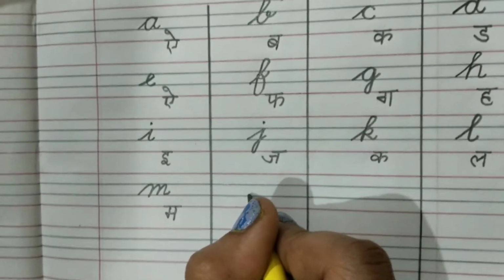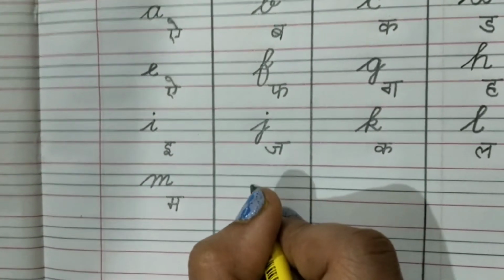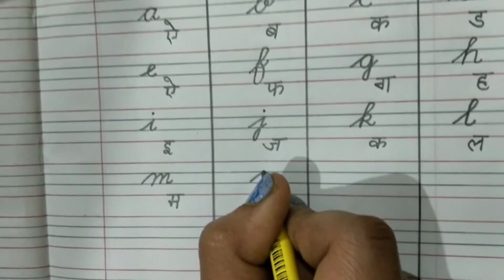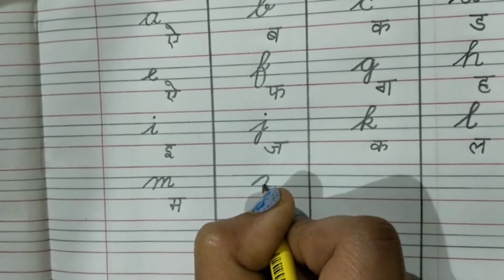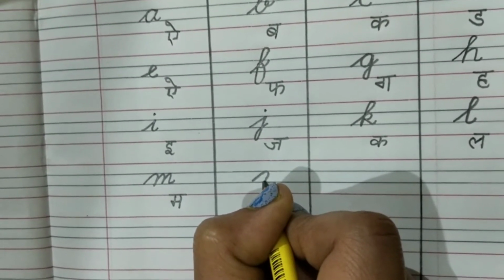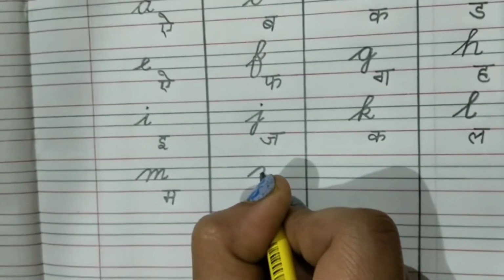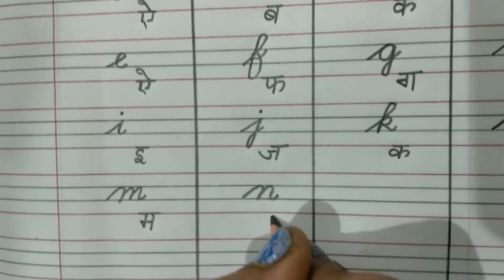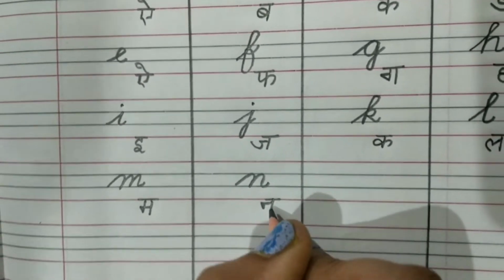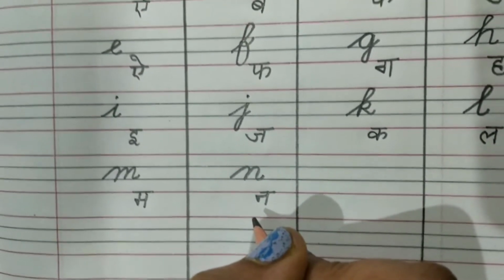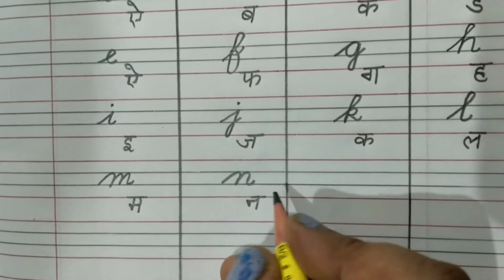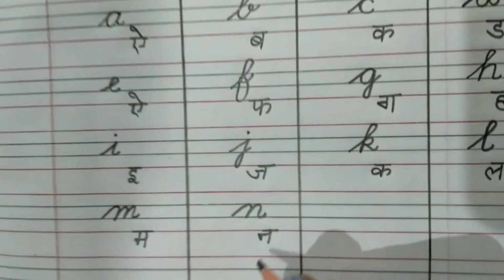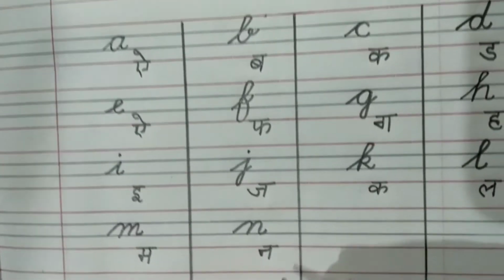After M, N. N says N. Slant line. Now touch this black line downward, again go upward and turn like this. N says N. N nose, N nest, N needle. N says N.